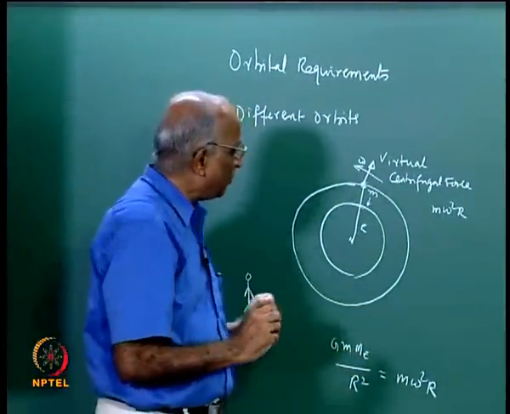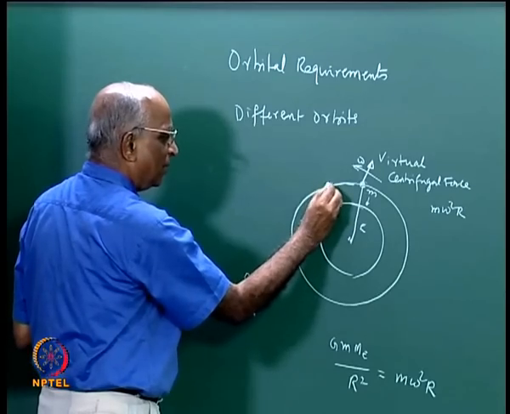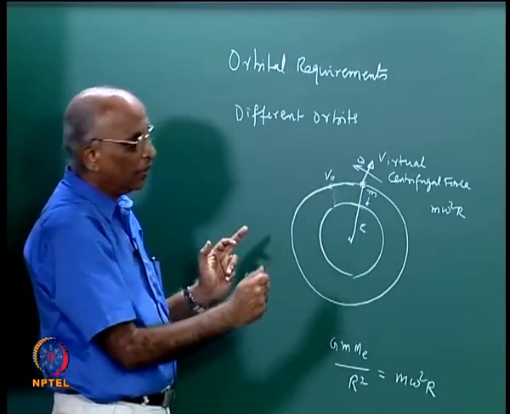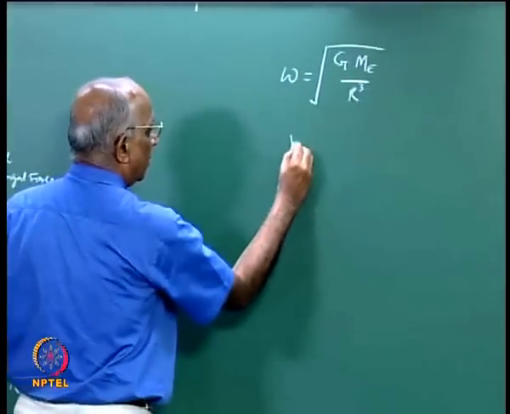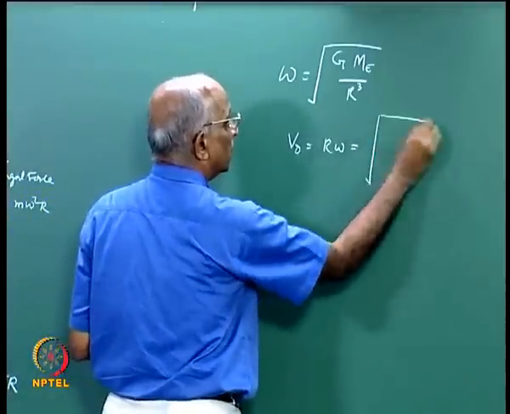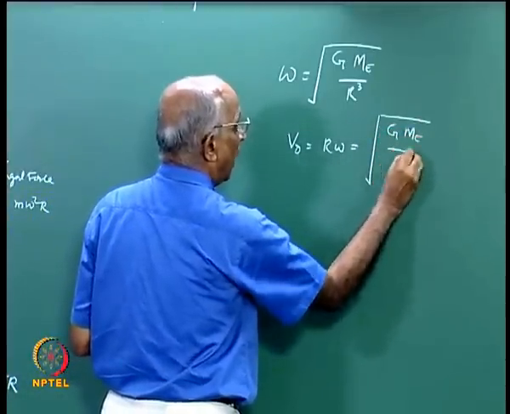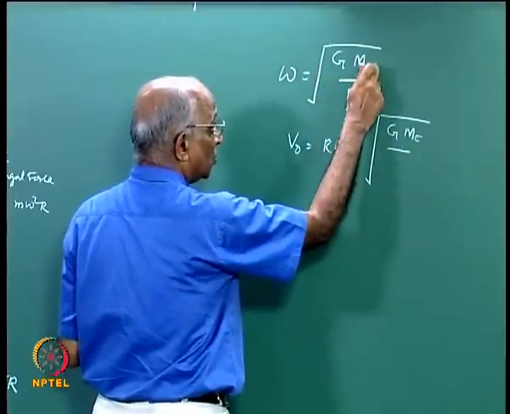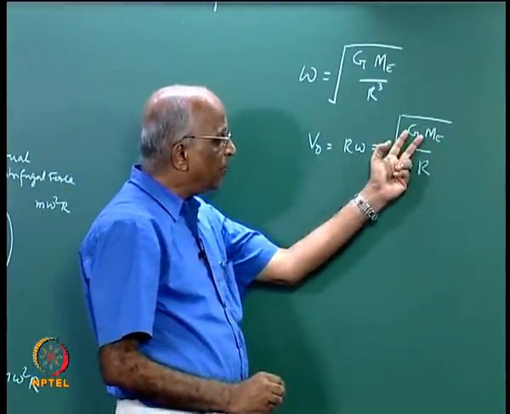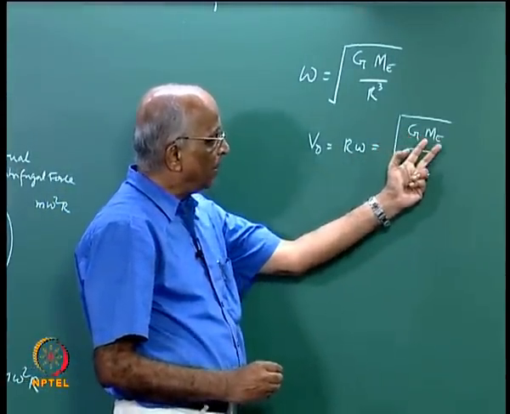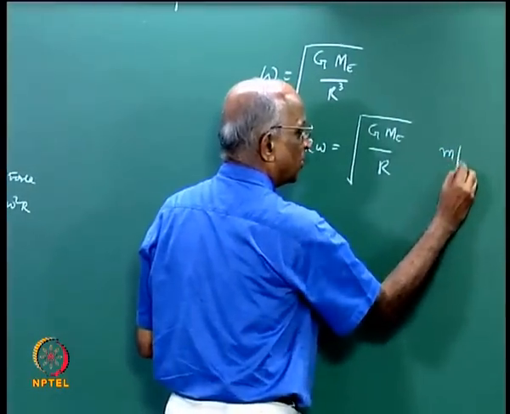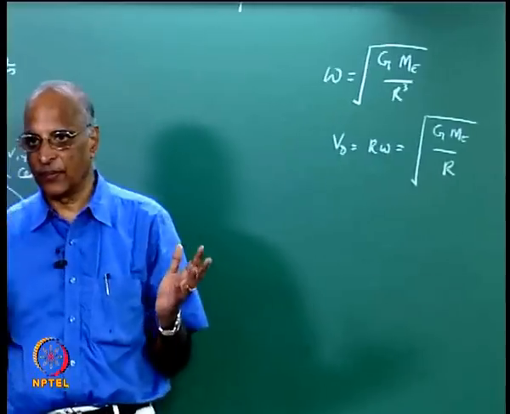We also went one step further, wanted to find out what is the velocity v0 of this object as it is rotating around. We told ourselves v0 is equal to r omega, and therefore v0 is equal to under root G me by r cube into r, that is, G me by r under root. If I express G in Newton meter square by kilogram square, mass of the earth in kilograms and r in meters, the unit we got was meter per second. This is the orbital velocity, right.